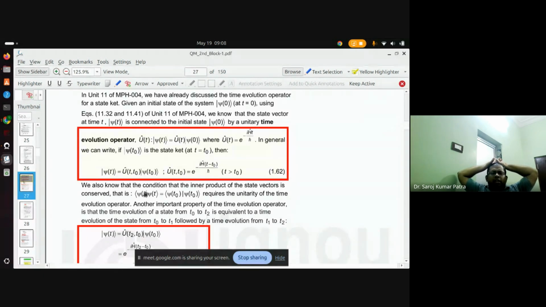So the ket psi t would be equal to U(t, t0) acting on the ket psi t0. If t0 is equal to 0, then we just use U(t). If it is some time t0, then we use this kind of format. Should not be an issue. We just have to remember that the operator is of the form e to the power minus i H t by h cross, where H is the Hamiltonian.